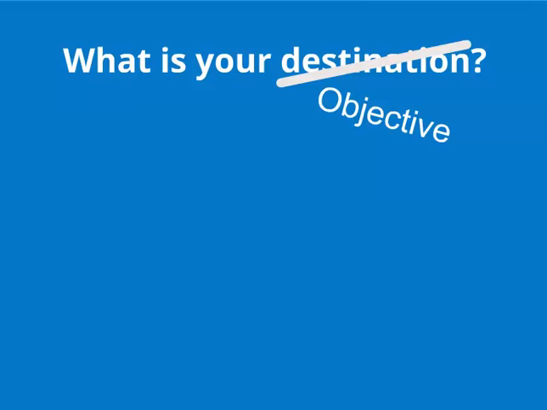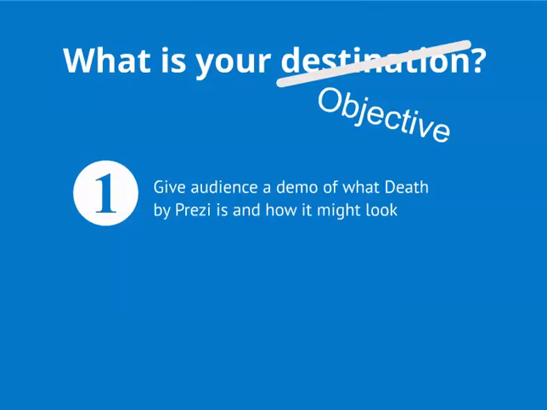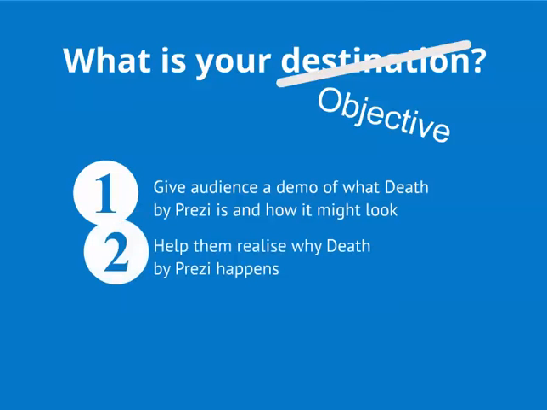Okay, now my objective for this presentation, when I delivered it at Prezi Day last week, my objectives were really clear, and I wrote these down on paper before I went anywhere near Prezi. The very first objective was to give the audience a demo of what death by Prezi is, and of course show them how it might look. The second objective was to help them realize why death by Prezi happens.